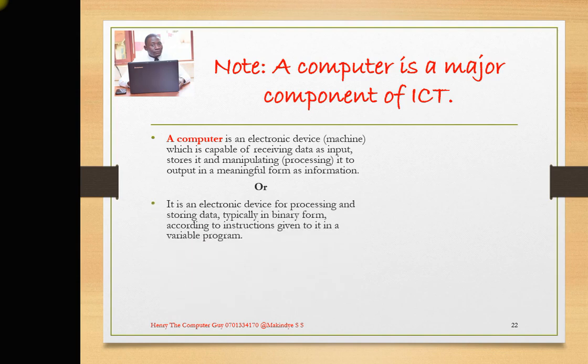You can as well say it is an electronic device for processing and storing data, typically in binary form, according to instructions given to it in a variable program. Remember, computers understand what we call a machine language. At times they call it the binary combination of zeros and ones. Whichever item you give to a computer, it will have to change it to the language it understands. You write an English word, it has to change it to the language it actually understands.